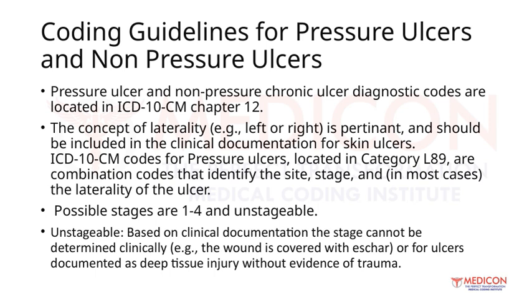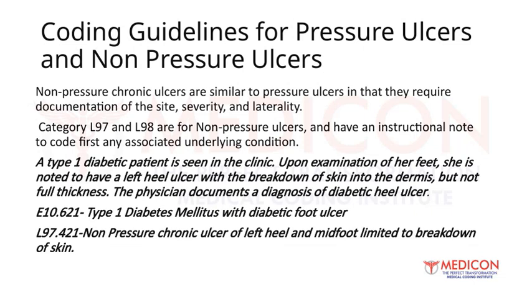But what about unstageable ulcers? These are cases where, based on clinical documentation, the exact stage can't be determined, often because the wound is covered with eschar or necrotic tissue, or if it's a deep tissue injury without clear evidence of trauma. Understanding these distinctions is crucial because they directly affect diagnosis, treatment, and coding accuracy. And ultimately, they help us ensure proper documentation and billing, aligning with our goal of delivering the best possible patient care. Now, let's take a closer look at the coding guidelines for pressure ulcers and non-pressure ulcers.